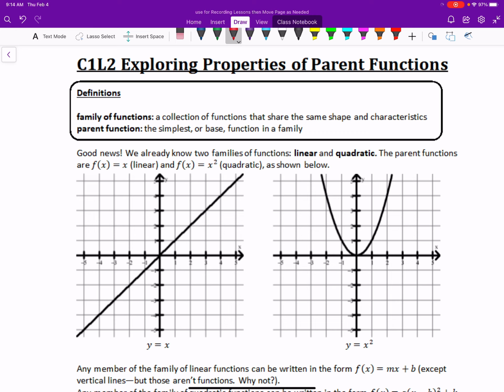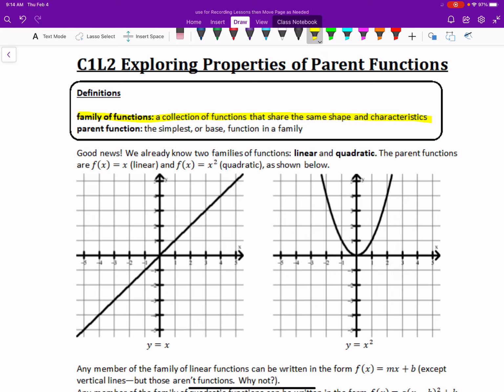First of all, what's a family of functions? It's a collection of functions that share the same shape and characteristics. So all quadratics, for example, could be considered a family of functions. I could be even more specific and say all quadratics with the same stretch value and so on. Another family of functions would be all linear functions that share similar characteristics.